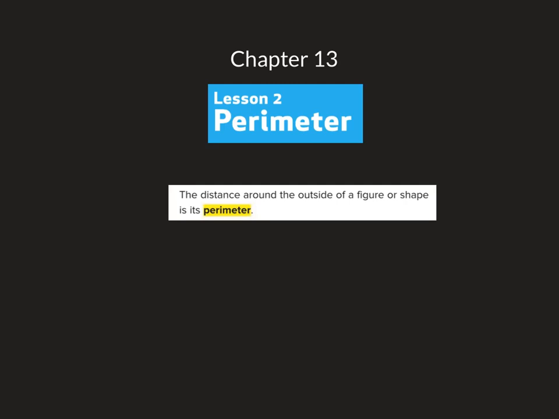Today we're going to be talking about perimeter. Now, perimeter is just the distance around the outside of a figure or shape. So I always like to think of perimeter as like a fence. Like if I had a garden and I wanted to put a fence around it.